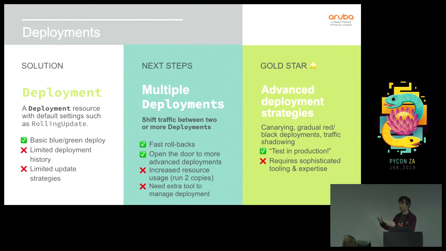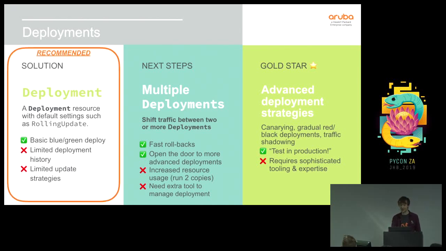This potentially gives you fast rollbacks if you keep your old deployment running for a little while alongside the new one, so you can switch the traffic immediately back, and you can do lots of advanced things. But you may have more resource usage if you're running more things, and you'll need more tooling. And then the gold star is moving on to all these test-and-production techniques where you're doing canarying, like maybe sending 1% of traffic to the new version, doing A/B testing, all kinds of things. That's a huge talk all on its own. And you'll need a lot of tooling to do that.